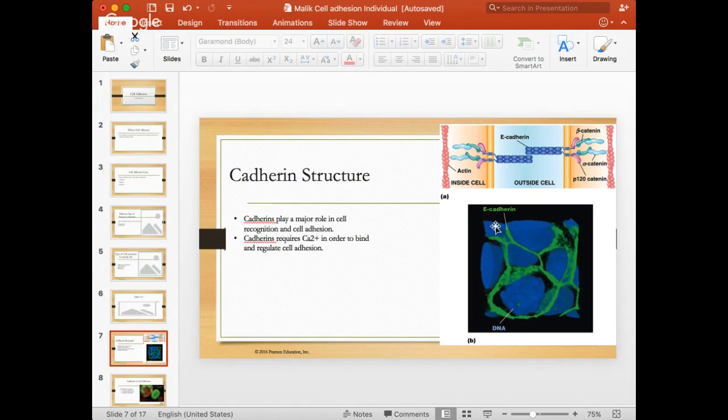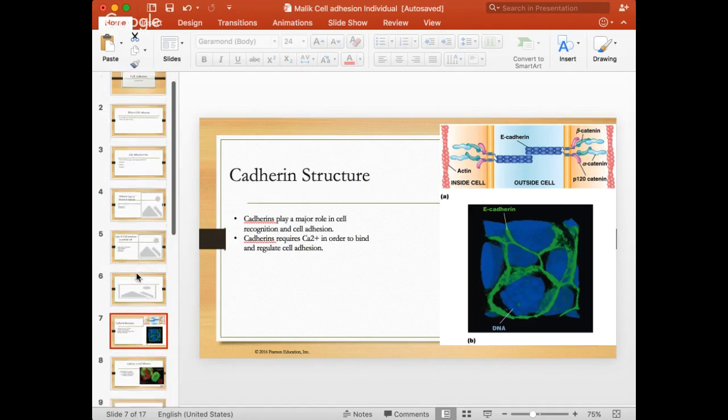So basically, all the highlighted green areas are the E-cadherins, and in this figure you see the E-cadherins holding all the cells together around the plasma membrane. Like I said, these blue highlighted figures are the cells, and everything that's not in blue is the E-cadherins or is connected to the plasma membrane. So, let's continue.